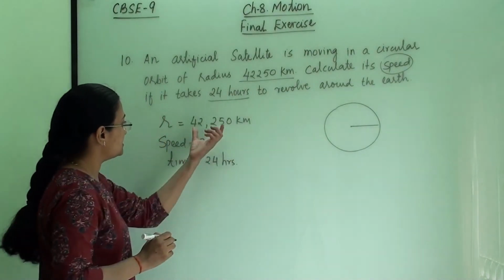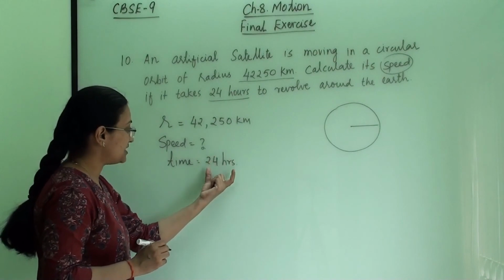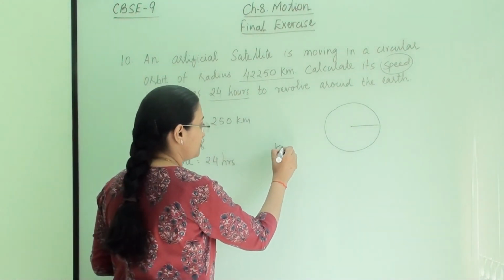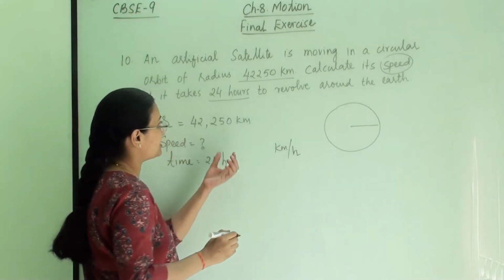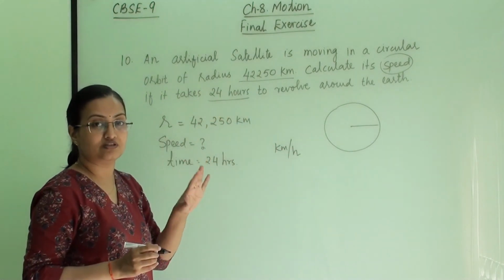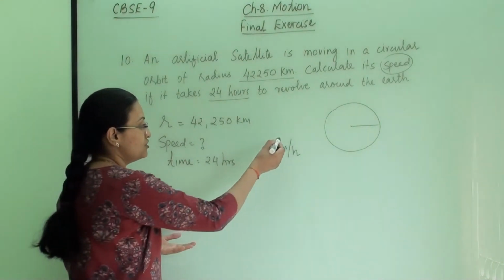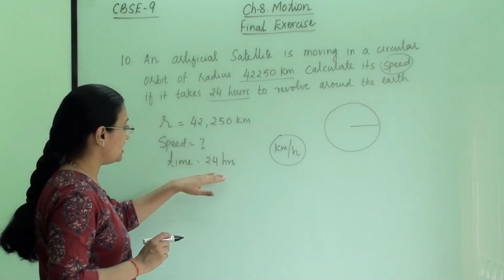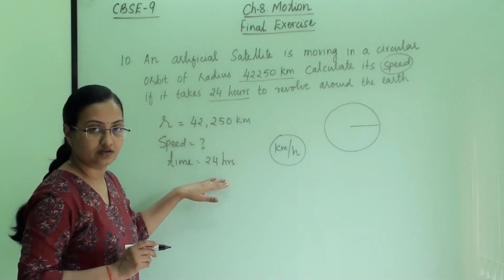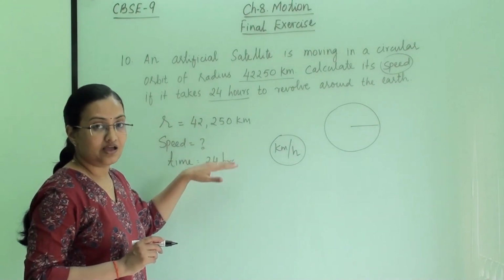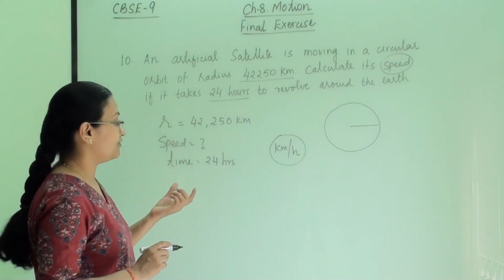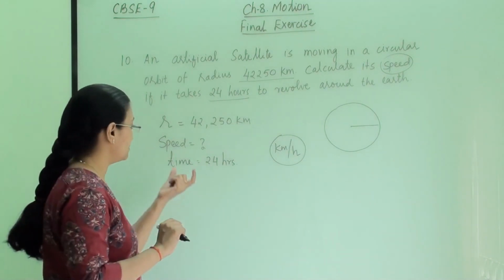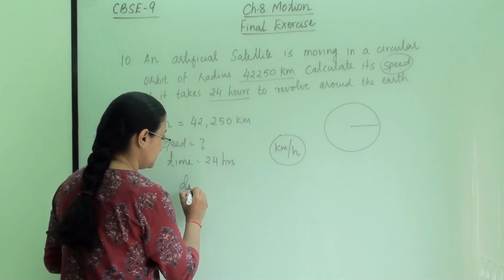Now here the distance they have given in kilometer and the time in hours. They have not specified whether to find the speed in meter per second or kilometer per hour. So we can find out the speed in kilometer per hour, and we do not need to convert anything over here. We will use them as it is. First thing, we have to find out the distance, because we need the distance to find out the speed.